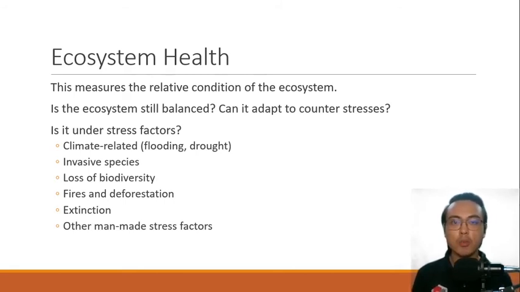So these are some stress factors, some are natural and some are man-made. Climate related, that's flooding or drought, invasive species, loss of biodiversity, fires and deforestation, extinction, and other man-made stress factors. So these stress factors are what cause the health of the ecosystem to deteriorate.